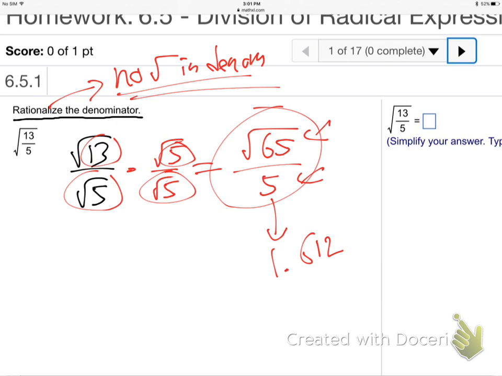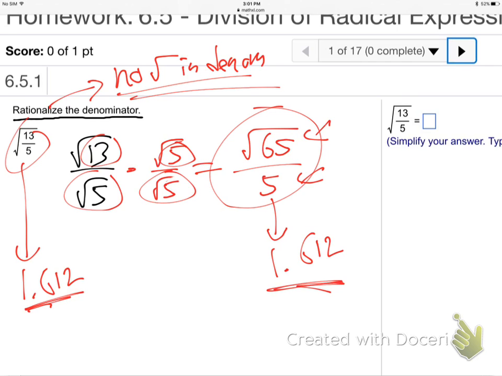Okay, now what's the original one? What's the one we started with? Then the whole thing's in there, right? So put the whole thing in there. What's the root of 13 over 5? That's how you know you got your answer right. I'm just pointing out that we haven't really changed the number. That's what I wanted to emphasize for you.